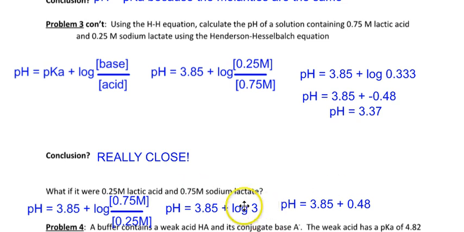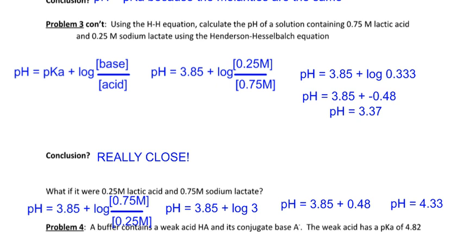So notice 3 is bigger than 1. It's a positive number. Notice that 0.3333 is less than 1, so you get a negative log. Hopefully you made that observation. So this time the pH is 4.33. Now, does this make sense? I always ask that, don't I?